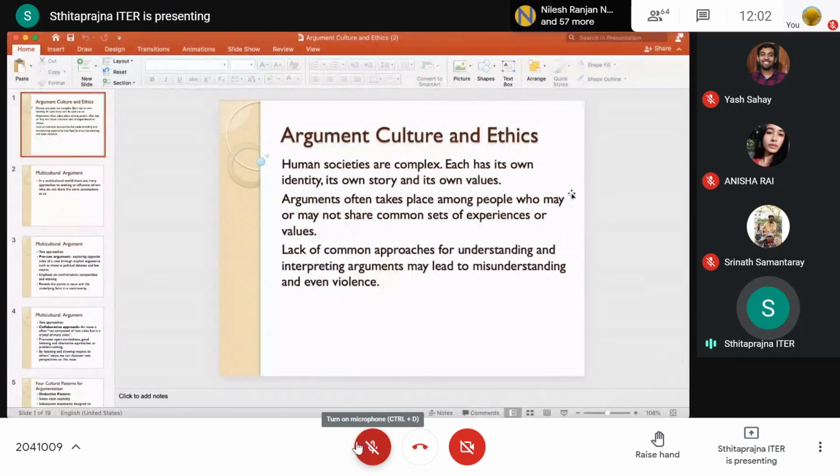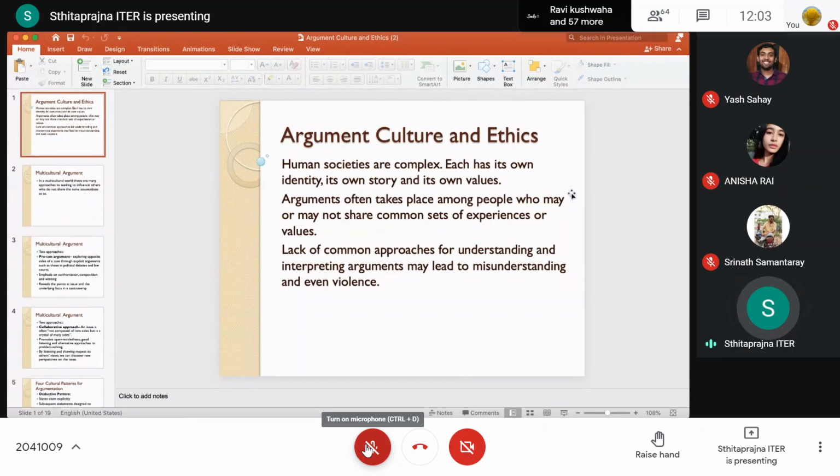The next chapter is argument culture and ethics. Now we'll talk about how to make effective arguments in a multicultural setup. Because when we are arguing with people from different cultural setups, we tend to have a lot of misunderstanding, and these misunderstandings can often lead to violence.